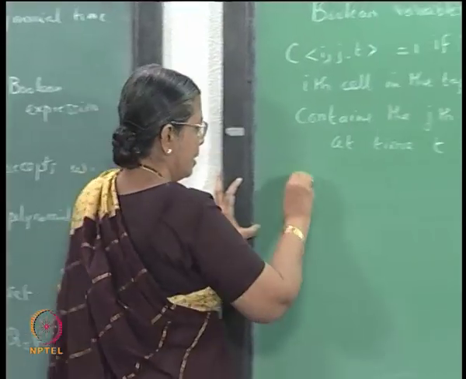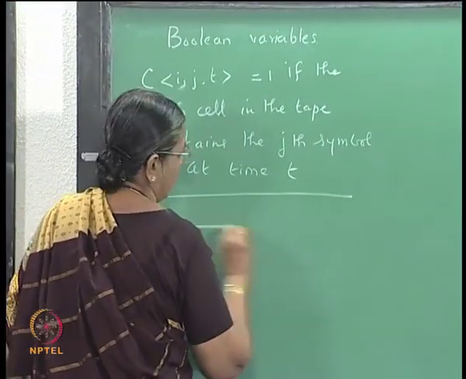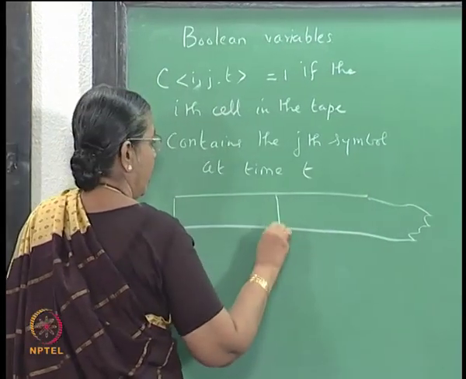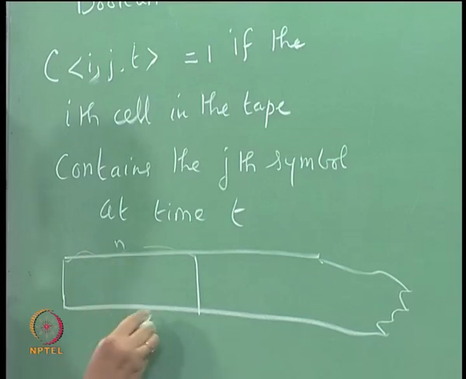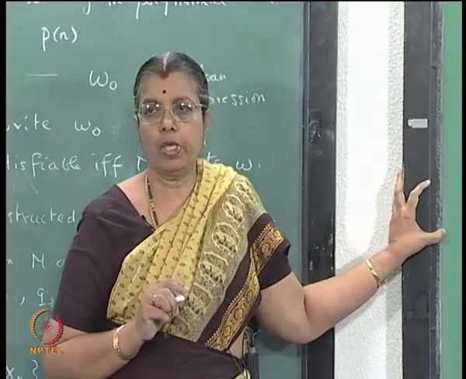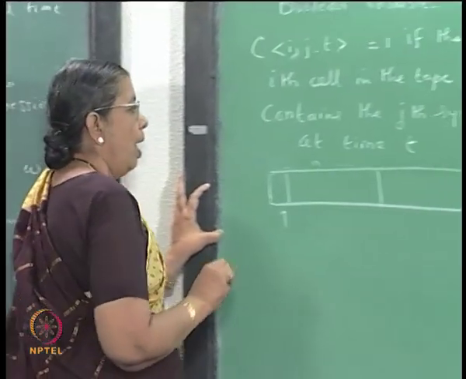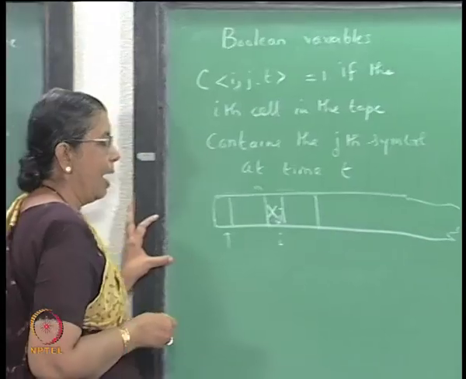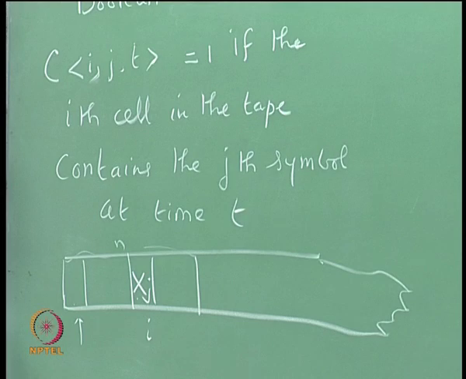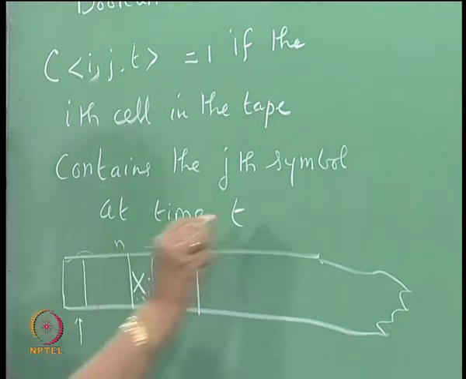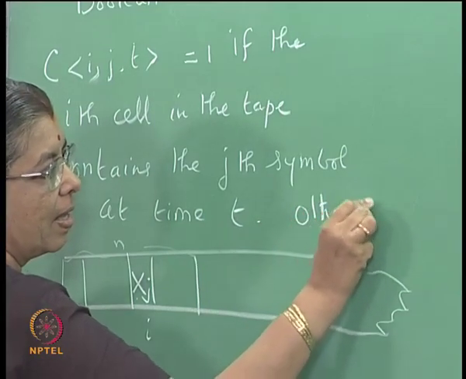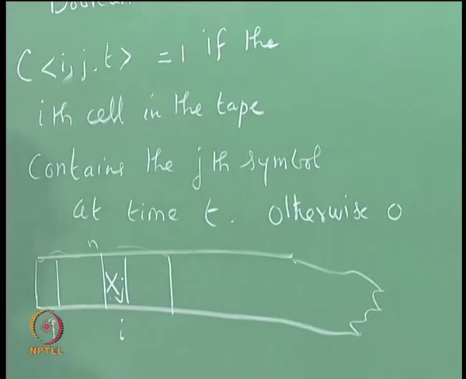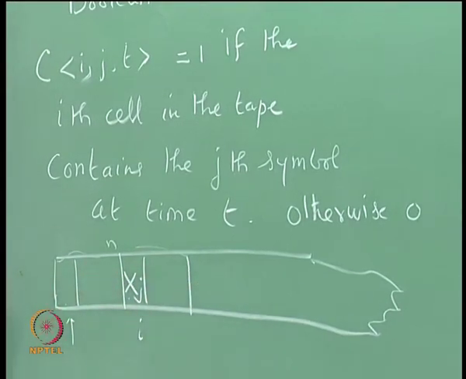The tape will be like this. The input is of length n, initially you will be starting at this point. Initial state will be q1. If the ith cell contains the jth symbol at time t, then C_ijt will be equal to 1, otherwise 0. Now, what is the maximum number of cells you will require?